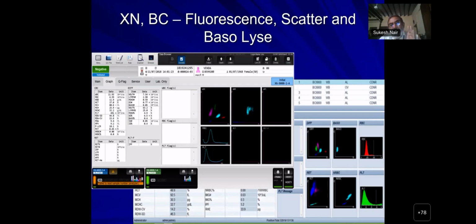Now, we know that the NRBCs are having hardly any euchromatin. So they will be predominantly hard heterochromatin. They will be behind the white cell population, and they'll come as a red population. So this happens in both the cell counters.